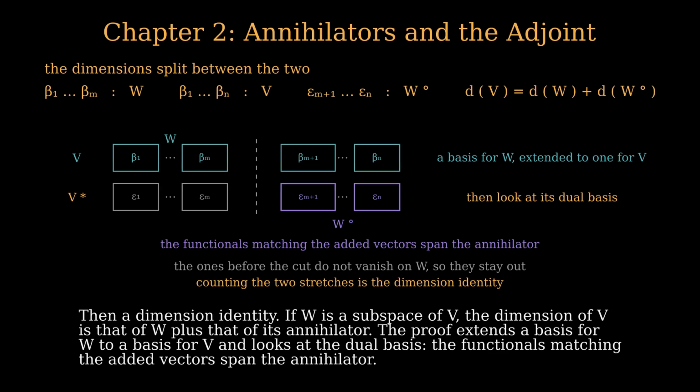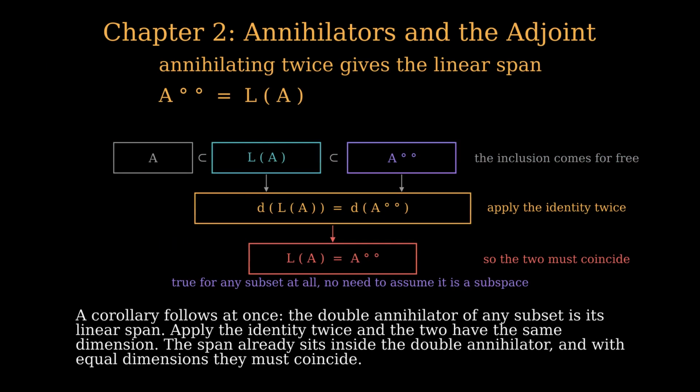Then a dimension identity. If W is a subspace of V, the dimension of V is that of W plus that of its annihilator. The proof extends a basis for W to a basis for V and looks at the dual basis. The functionals matching the added vectors span the annihilator. A corollary follows at once.